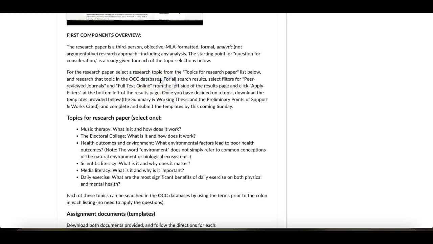For all research results, you should be going through our OCC databases, and then after your primary search or searches on whichever topic you select, once you're in the screen of your first search windows and the results there, select from the left-hand side peer-reviewed journals and full text online from the left side of the results page. Click Apply Filters at the bottom of the left for the results. Once you've decided on a topic, download the templates provided below, the summary and working thesis and preliminary points of support and works cited. Complete and submit the templates by this coming Sunday.